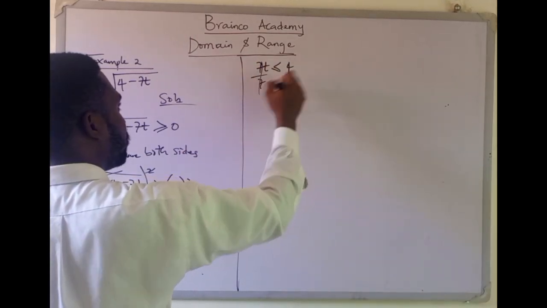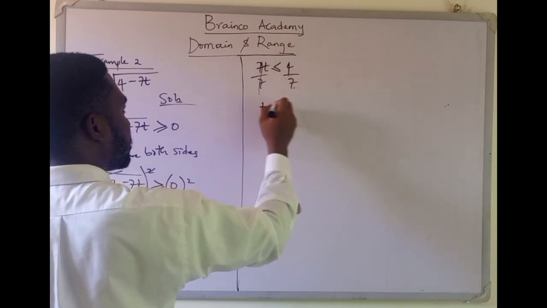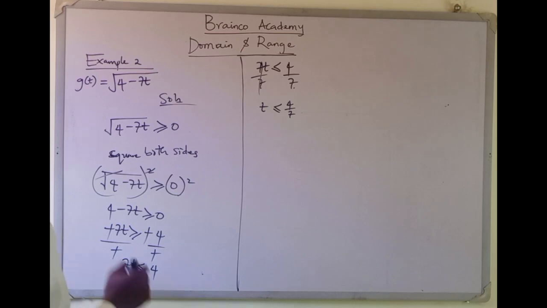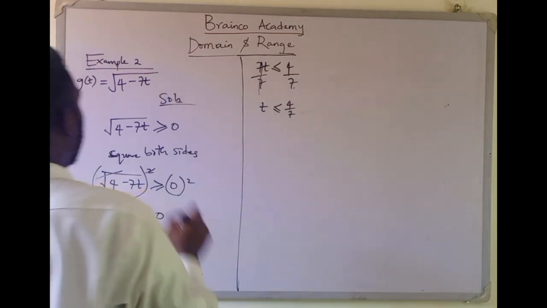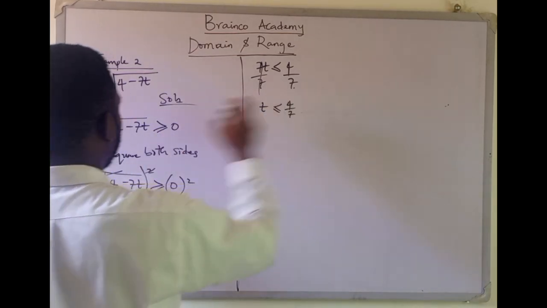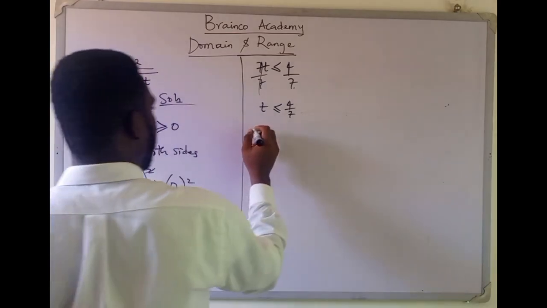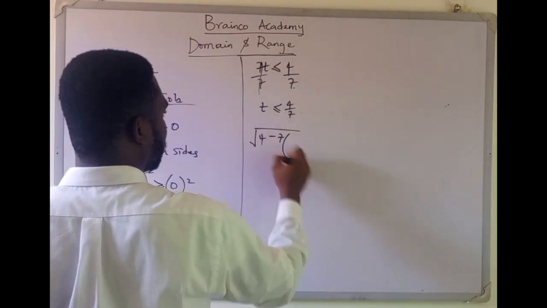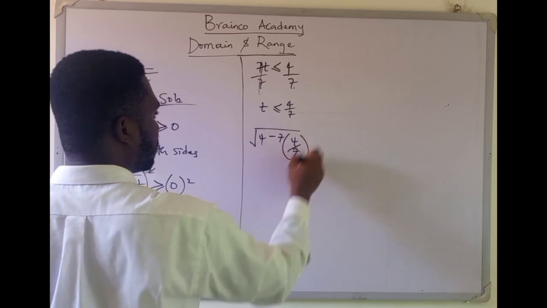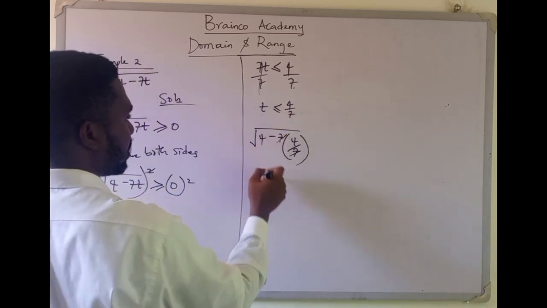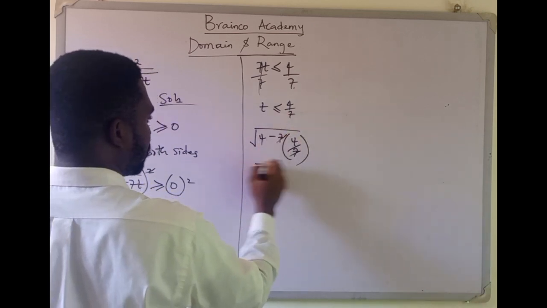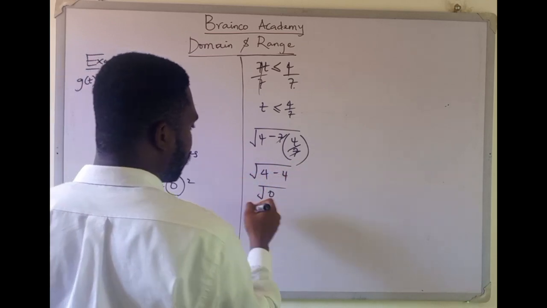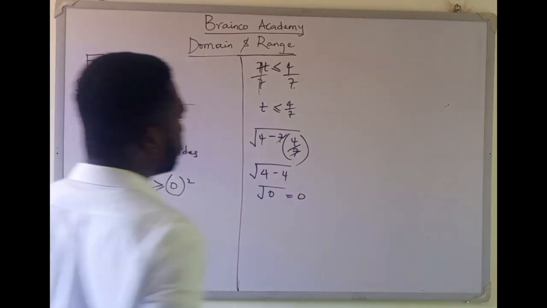We divide both sides by 7. So this is our t, less than or equal to 4 over 7. Now, what this means is that if you bring out this particular value and put it here, we have the square root of 4 minus 7 times 4 over 7. If we divide both sides by 7, we have the square root of 4 minus 4, which is the same thing as the square root of 0, which is 0.